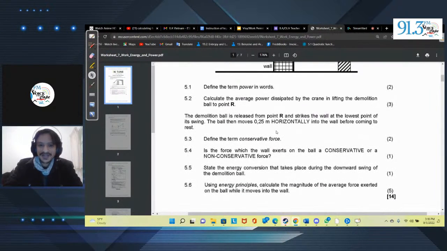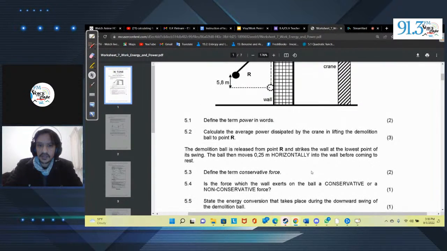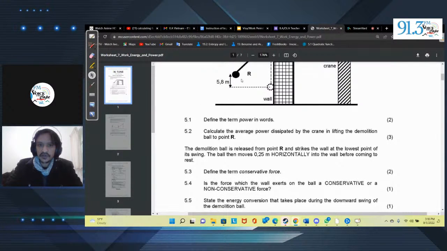5.5. State the energy conversion that takes place during the downward swing of the demolition ball. Well, the energy conversion is that of going from gravitational potential energy to kinetic energy. That is what the conversion is. And let's just double check.